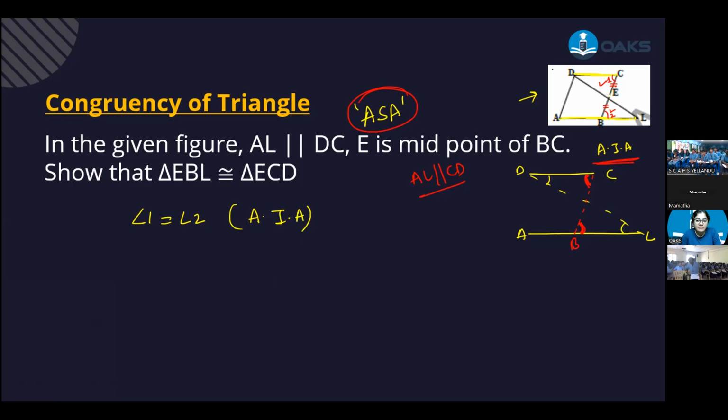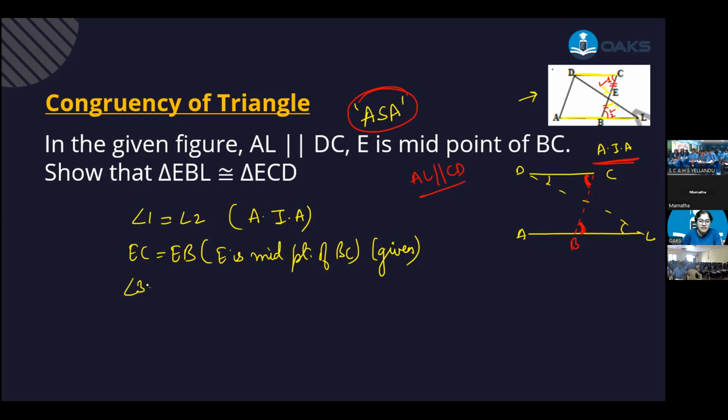Now we have EC equal to EB, because E is the midpoint, which is given to us already. And the third angle should be this one. What is the type of angle here? We have done this in the previous question also. Vertically opposite. Great. I am saying this is 3, this is 4. Angle 3 is equal to angle 4 by vertically opposite angles.